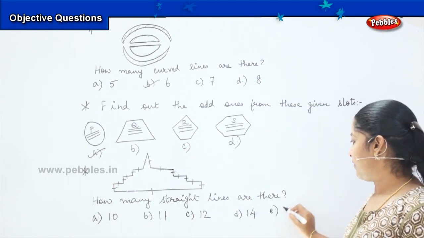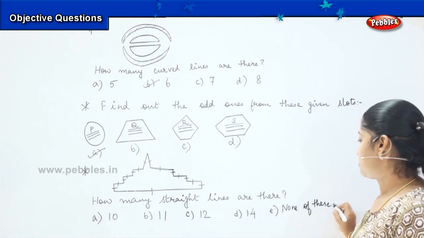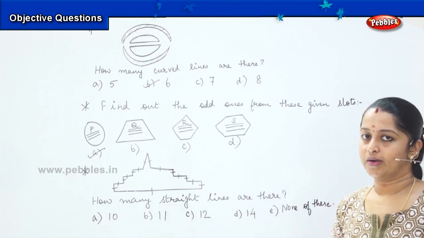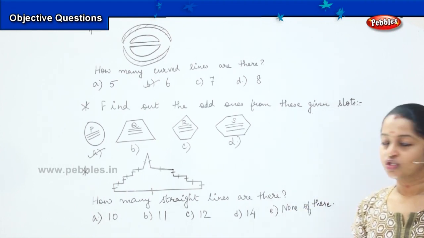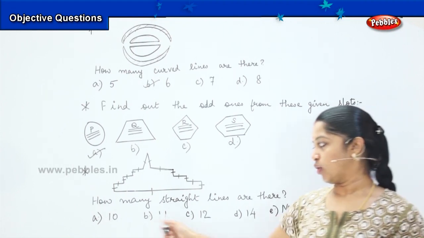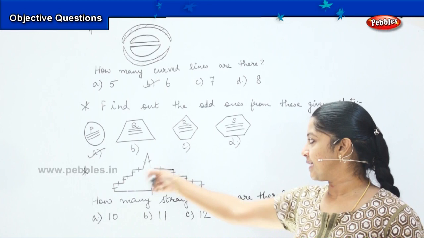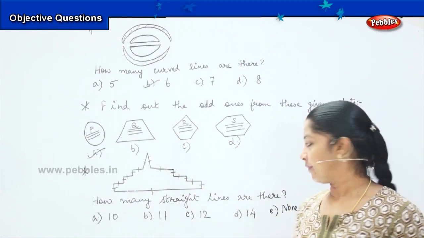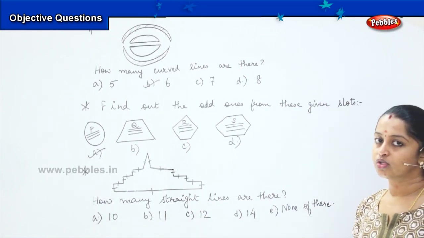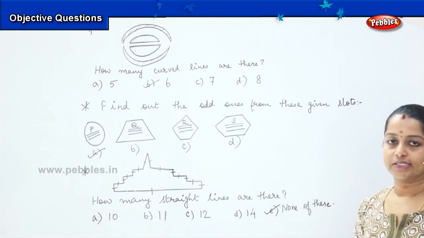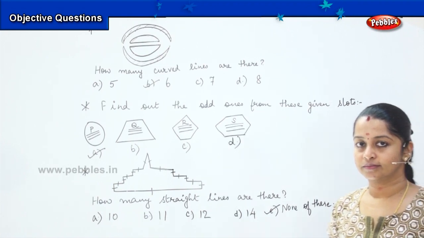So shall I give you an option? None of these. Because these options are not correct. Right? So that's why I said that I am going to shoot up a tricky question. Every time it's not necessary that whatever options are given need to be the correct one. Okay? So how many straight lines are there? There are 15 straight lines. But do we have it in the options? No. So my right answer will be none of these. Got it? Are you clear, children? Okay.